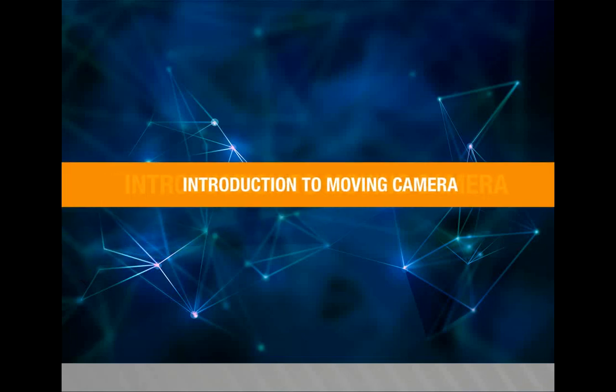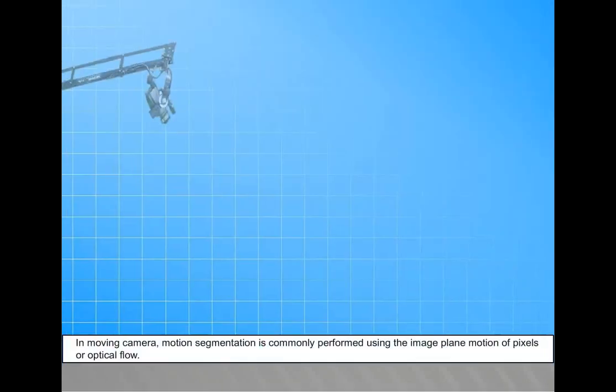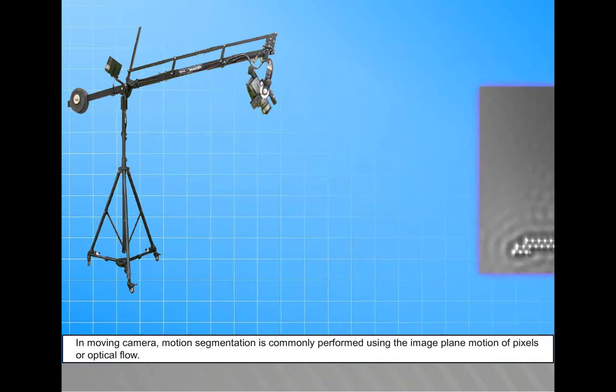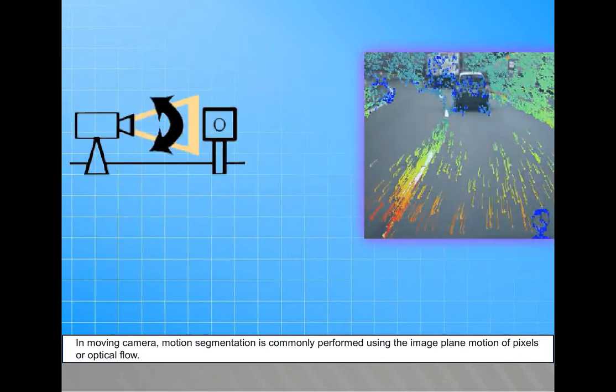Introduction to Moving Camera. In this video, we are going to see about Introduction to Moving Camera. In moving camera, motion segmentation is commonly performed using the image plane motion of pixels or optical flow.